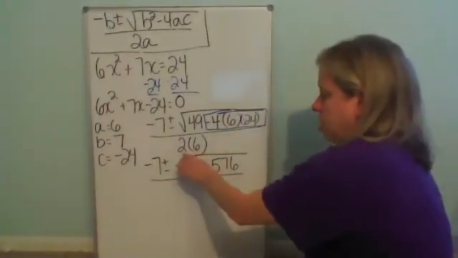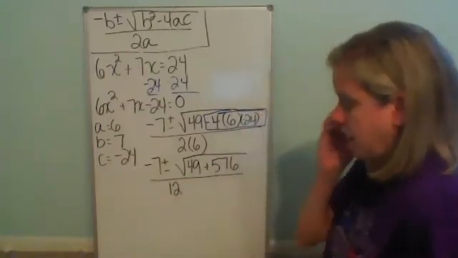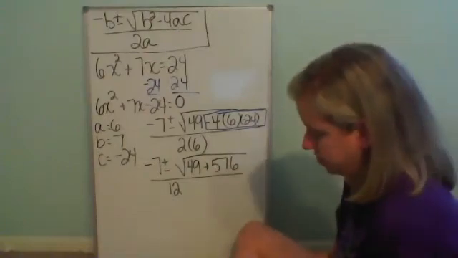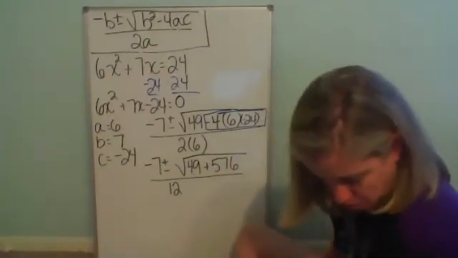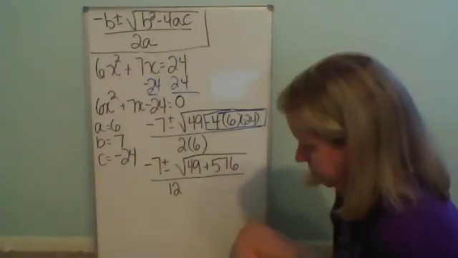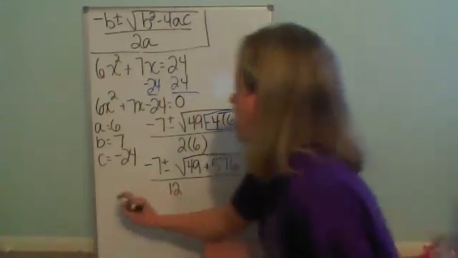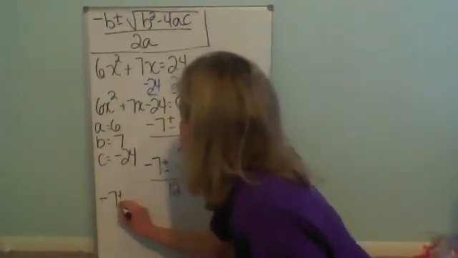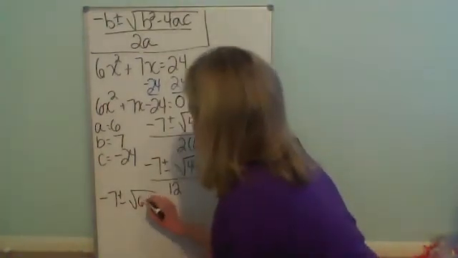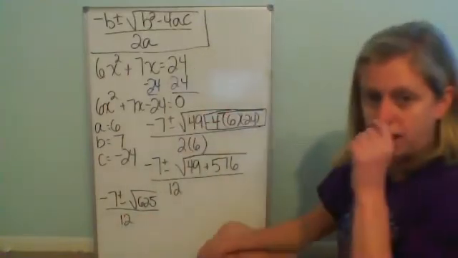Now look at what your denominator is. 2 times 6 gives me 12. Now the next step is to add these two numbers together. So 576 plus 49 gives you 625. So I've got negative 7 plus minus the square root of 625 over 12.